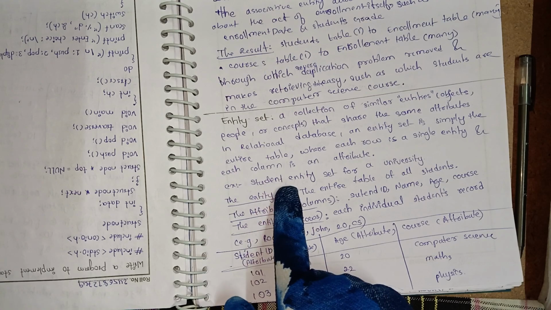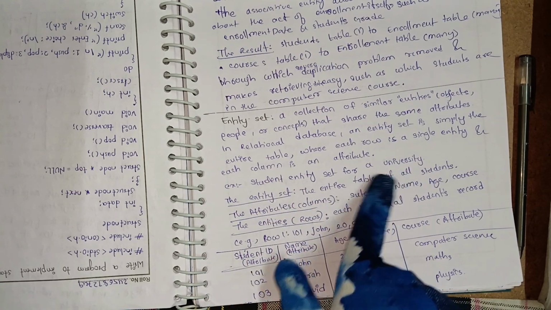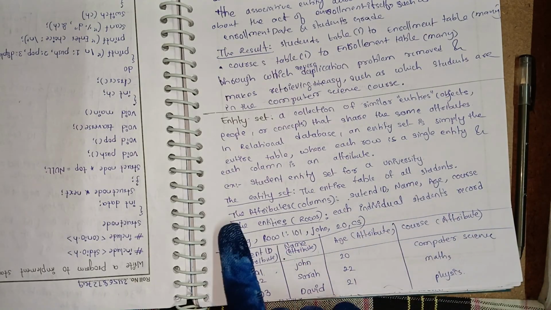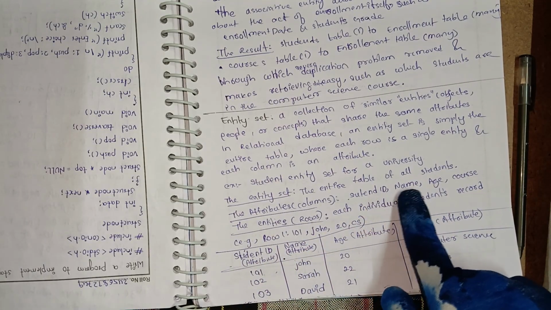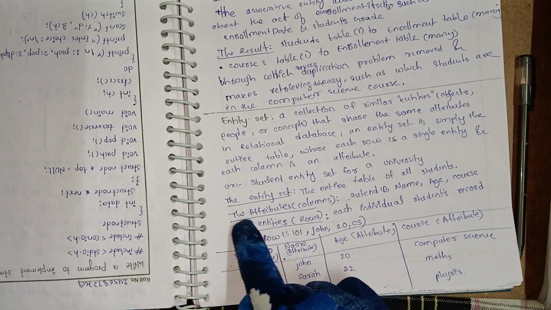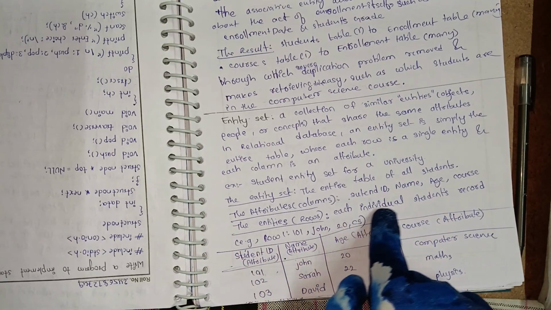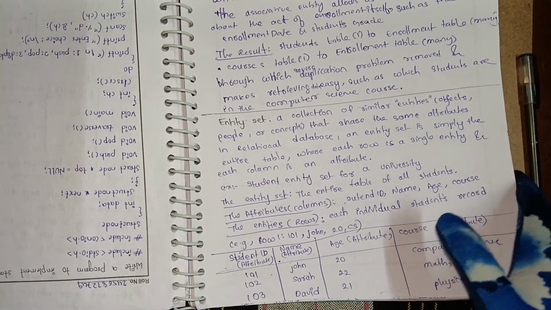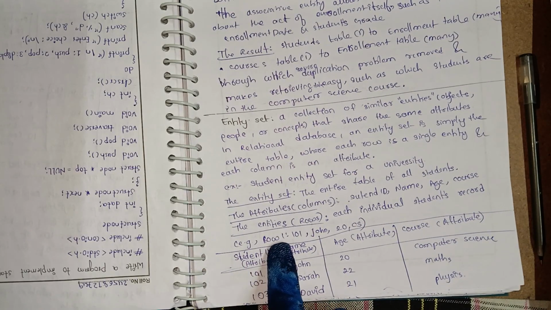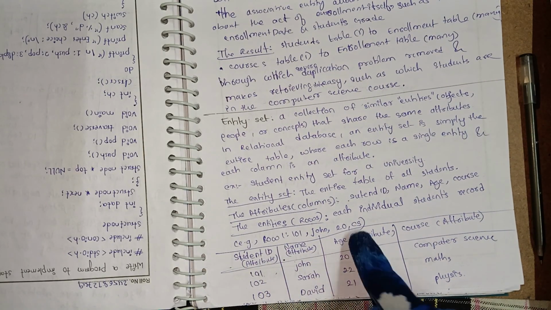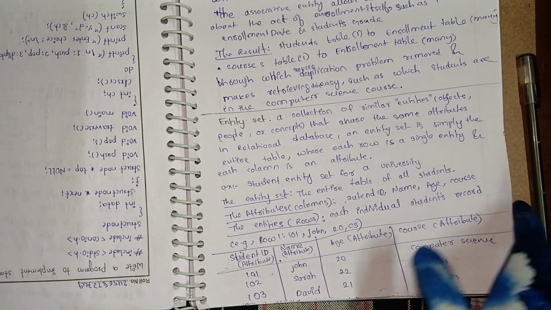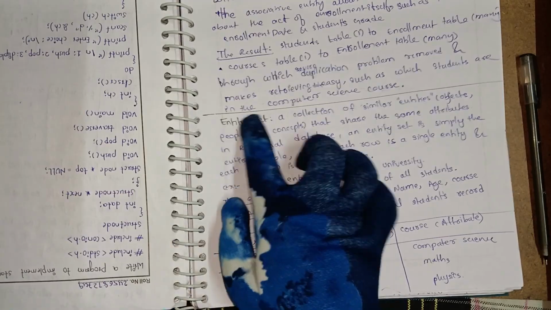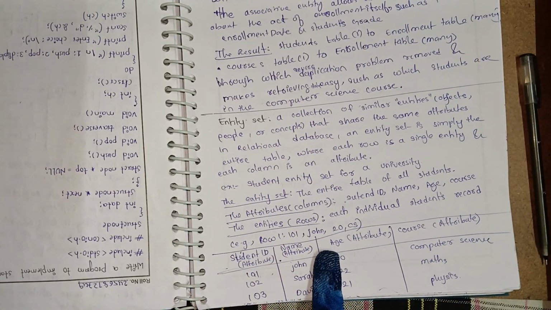And then the example is the student entity set for a university. The entity set, the entire table of all students, is the entity set, and the attributes or columns are student ID, name, age, course. And entities or rows are each individual entity like 101, 102 and 103 student IDs. So one row example is 101, John, 20, CS, means computer science. Entity set means the entire table. Okay, remember this.